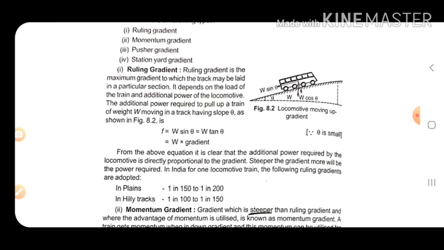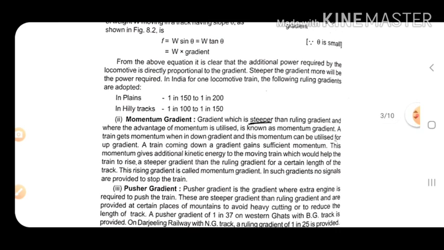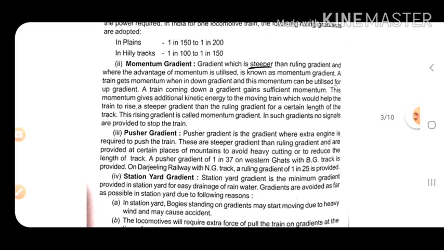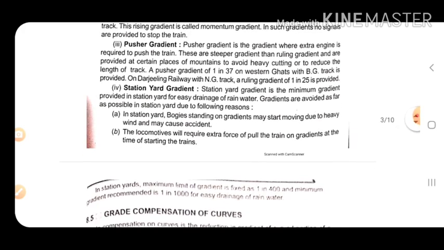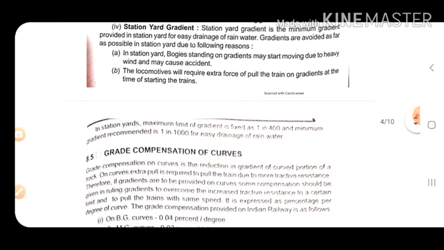Ruling gradient, just read it. Okay, momentum gradient: a gradient which is steeper than the ruling gradient, where the advantage of momentum is utilized, is known as momentum gradient. Okay, pusher gradient, station yard gradient, just read it.